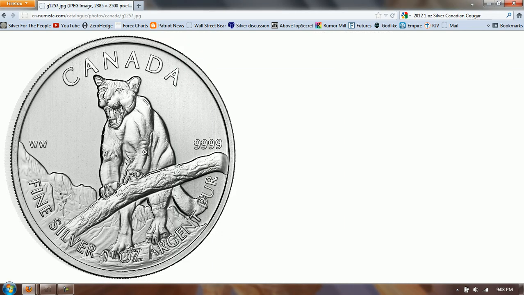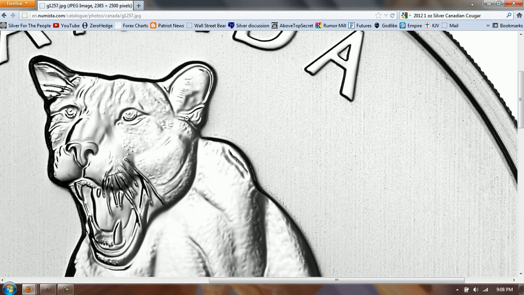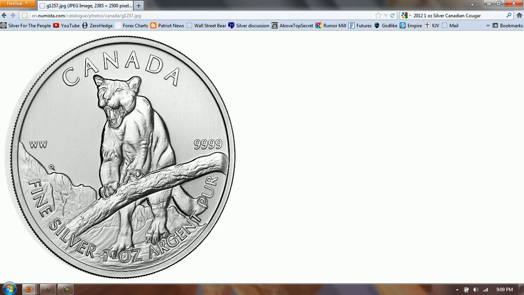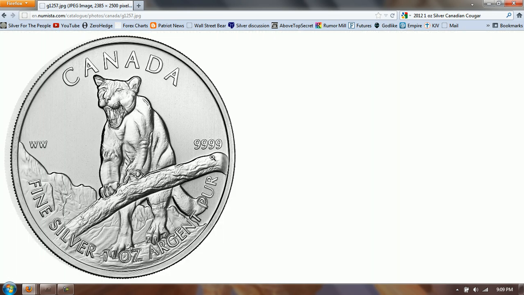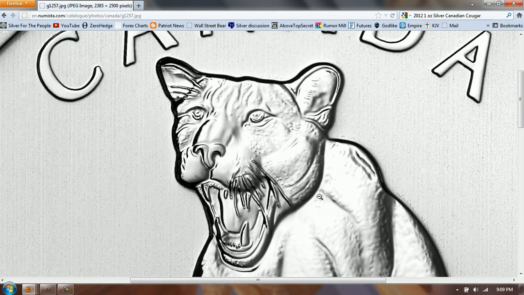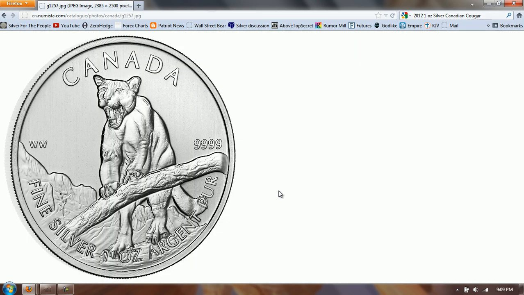Because I got a really good image of this coin, and actually you can get a close-up of this really close, and I'll link this. But when I took a closer look at this coin, especially the detail on the rocks, the detail on the piece of wood that he's on, the detail on his face, it really caused me to have second thoughts.